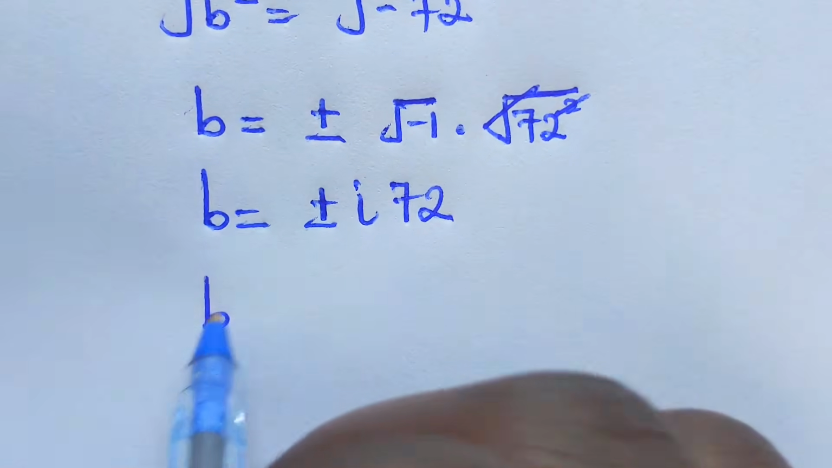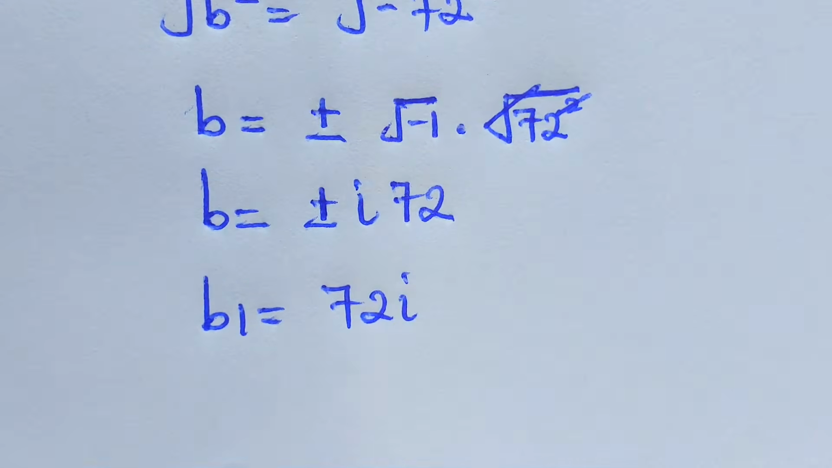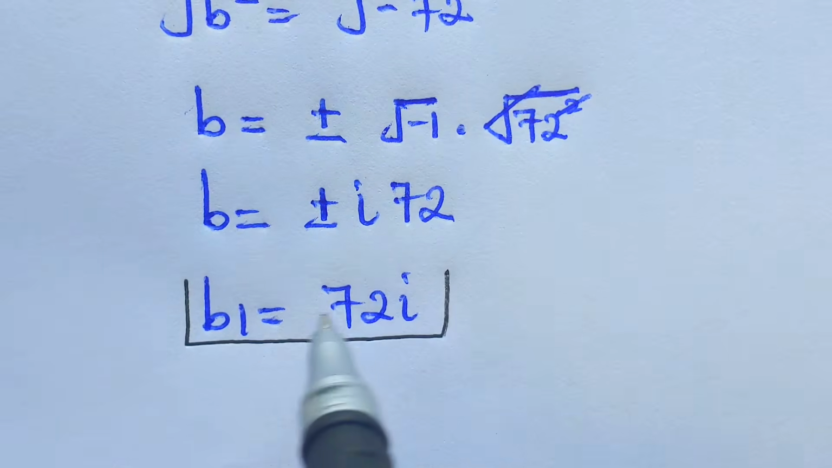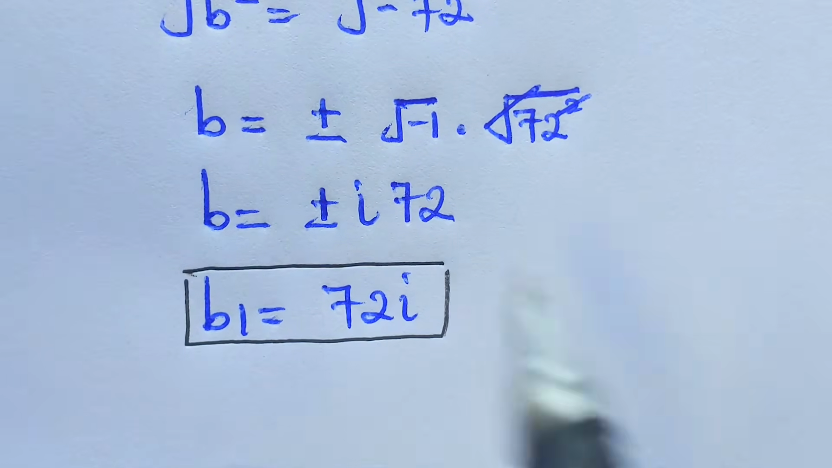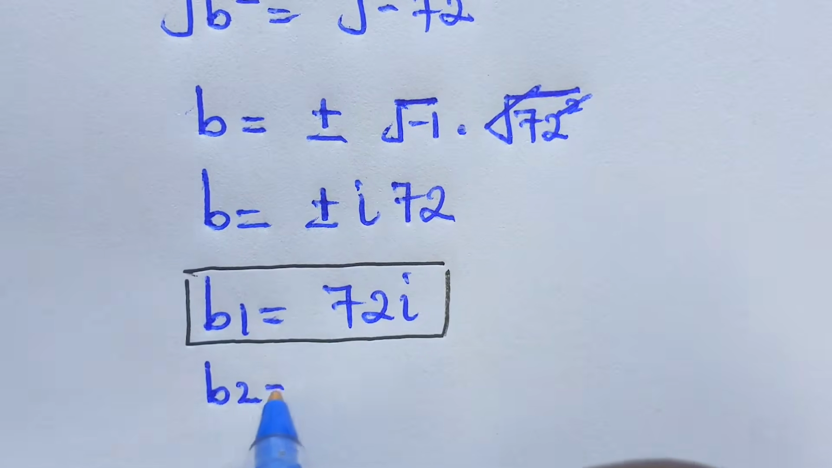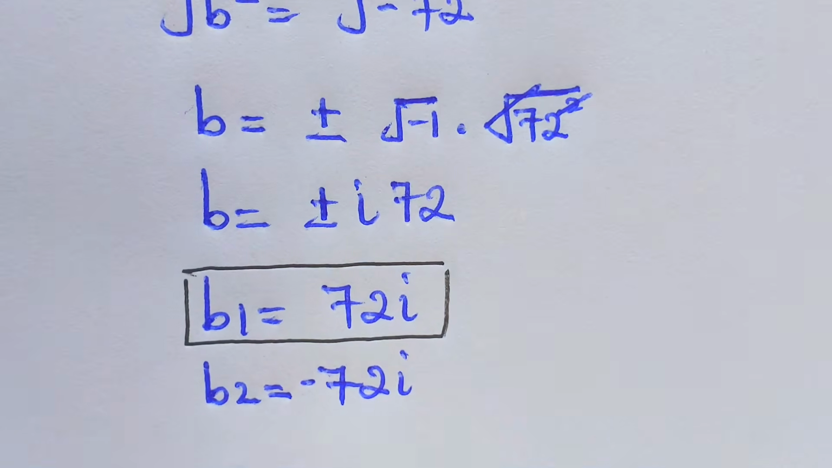So b1 equals 72i. This is our value of b, and b2 equals negative 72i.